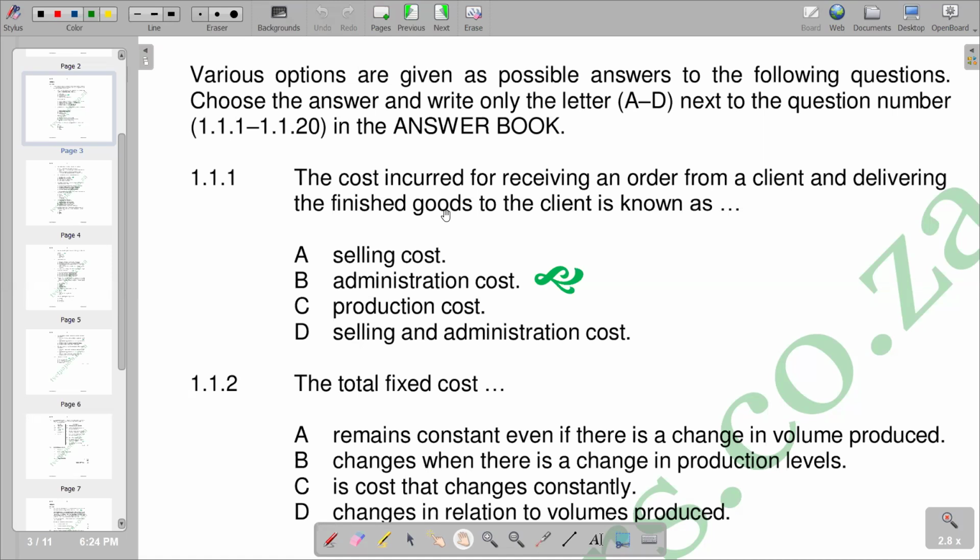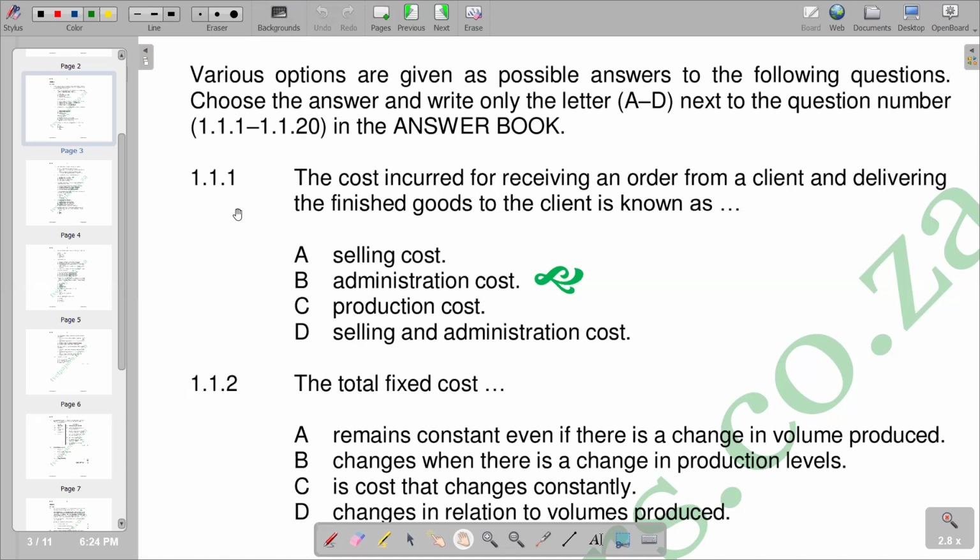In this video, I want to look at questions on the multiple choice section. So this is the question that we have. Our question reads: various options are given as possible answers to the following questions. Choose the answer and write only the letter A to D next to the question number, that is 1.1.1 up to 1.1.20 in the answer book.